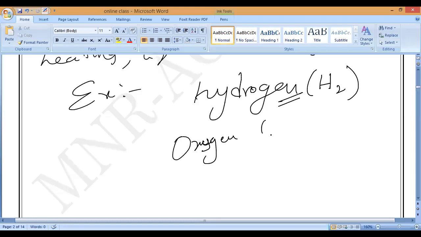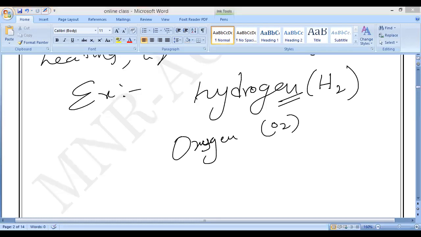Like that, if you take oxygen, it is not possible to split up into further simpler substances. That is why we call oxygen also an element. Do you understand, all of you? So from this, what is the simple definition of element? I gave you a big definition. The simple one: any substance, an element, cannot be broken down into simpler substances by chemical methods. That's all. Correct or not? Yes, sir.